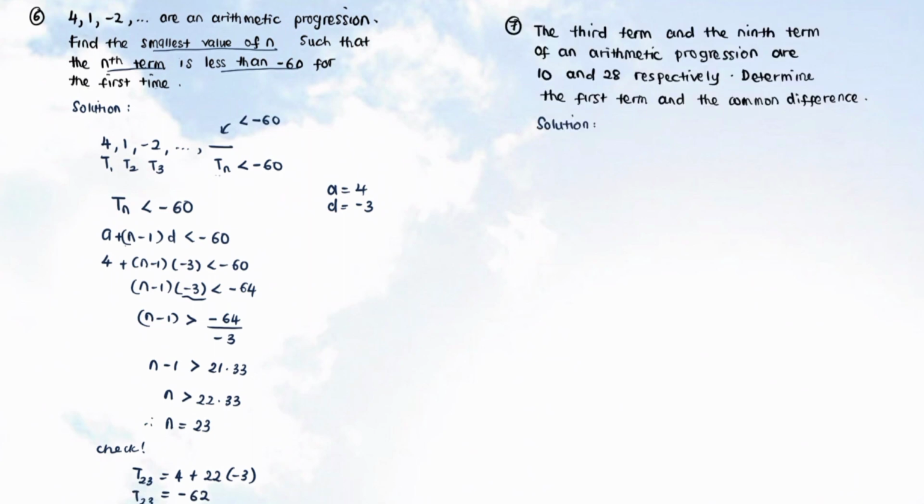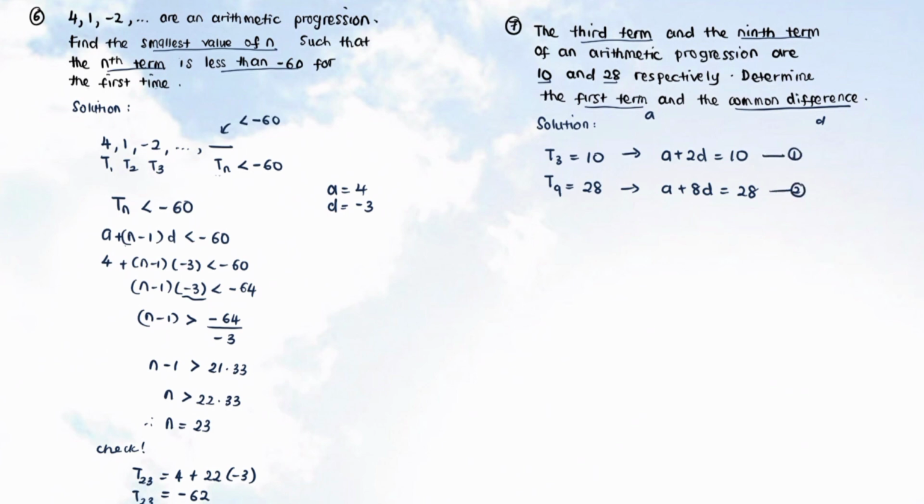Last question, the third term and the ninth term of an arithmetic progression are 10 and 28 respectively. Determine the first term and the common difference. From the information given, we can write it as T3 is equal to 10, T9 is equal to 28. For this one, you have to make sure you are able to write it in this form: a plus 2d is equal to 10. For T9, a plus 8d equal to 28. And this one is equation 1 and equation 2.